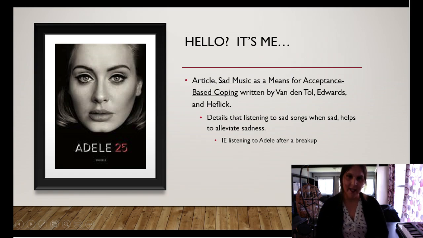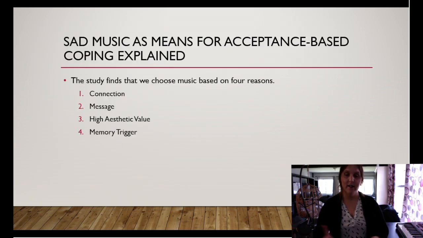In the article, he identifies two different definitions when it comes to identifying music: SIHM, which is self-identified happy music, and SISM, which is self-identified sad music. Sad music as a means for acceptance-based coping, explained, is that the study finds that we choose music based on four reasons. They don't have to be one reason or two reasons, it can be all four or just one or the other.